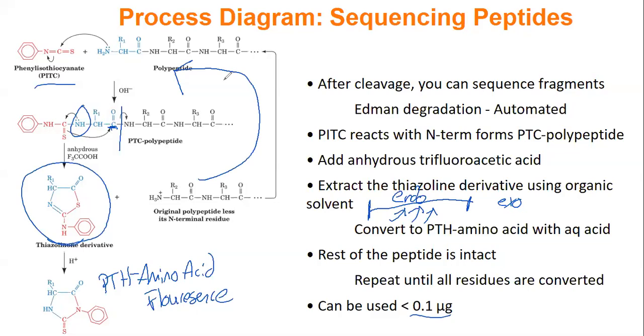I'm not going to ask you to know the structures for this. I'm not going to give you a PTH amino acid and ask what this molecule is called. But the overall process is: PITC with base attaches to the N-terminus, then anhydrous acid, and the N-terminus comes off, then aqueous acid gives the PTH amino acid, which gives you fluorescence. If you understand that process, and you know it's called Edman degradation, that's all I'm looking for from you.